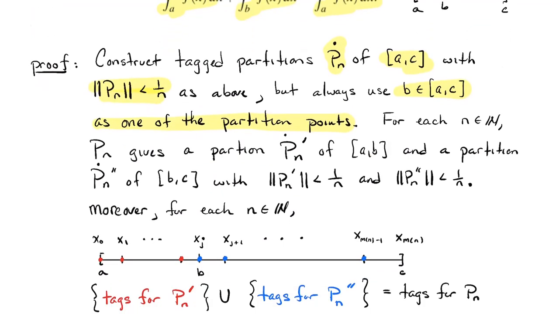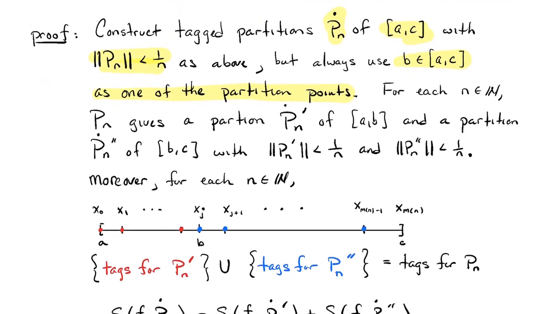I kind of got a picture of that drawn down here, so let me just reveal it. So then for any n, P sub n splits into two partitions. I'm going to call them P sub n prime and P sub n double prime. They're both still tagged because I'm using the left endpoints. And because P sub n's norm is less than 1 over n, both of those partitions will have norm less than 1 over n.